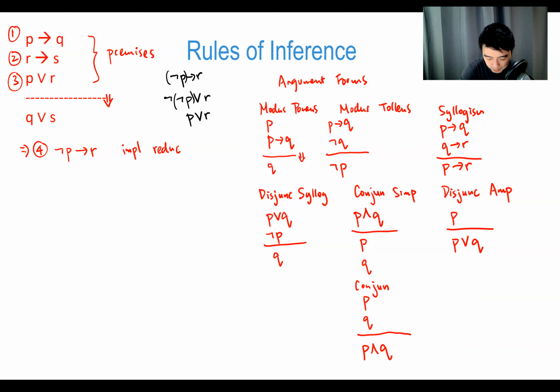So I have number 4, which is not P implies R, and I also have R implies S. Now, do you remember earlier we talked about this syllogism law? That if there is a middle implication, that middle variable can just disappear. So this also implies number 5, and number 5 is not P implies S. So you see, not P implies R implies S, not P implies S. So I can skip the R. And this was called the syllogism.